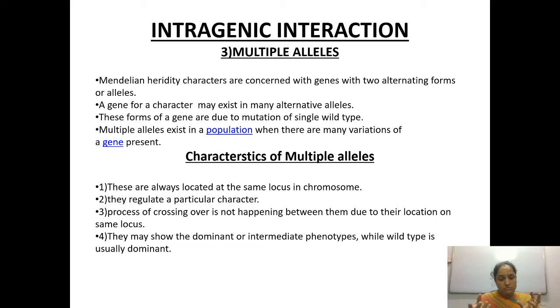In rose flowers also you might have seen different sorts of colors in the roses. Why do they have different colors? The reason is they have different alleles. Okay, so now these forms of genes are due to mutation of a single wild type.